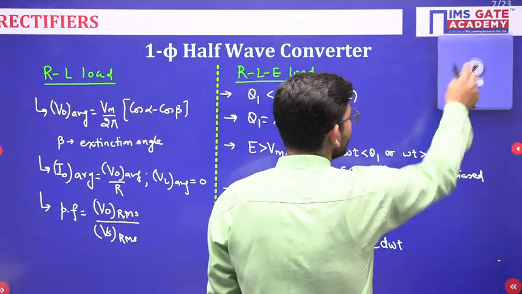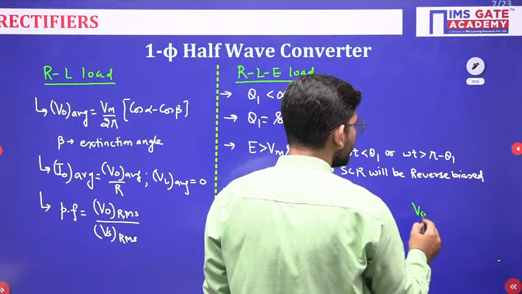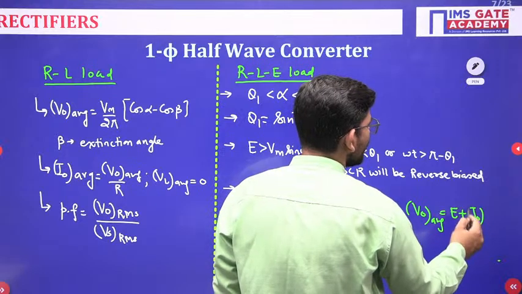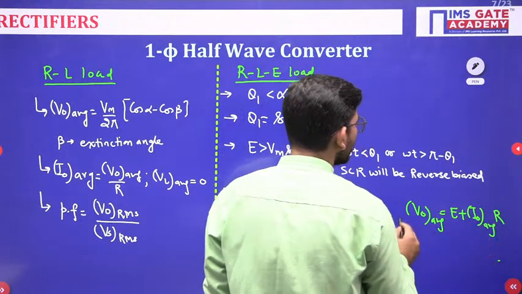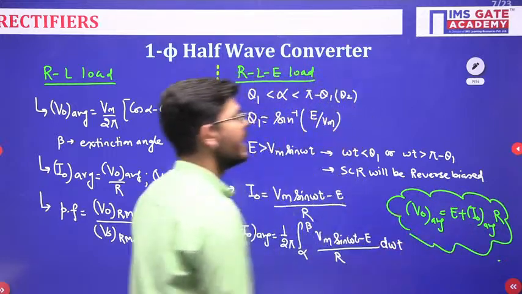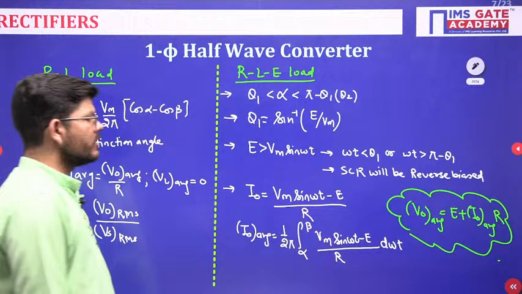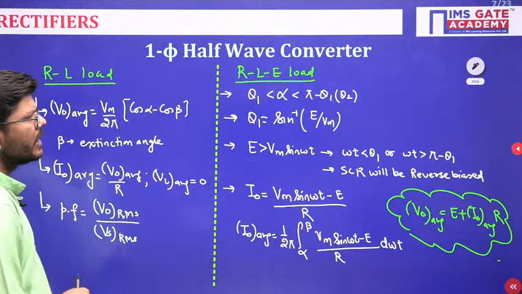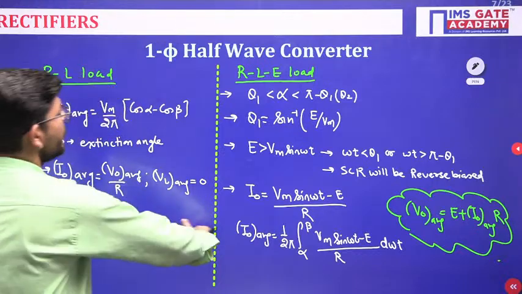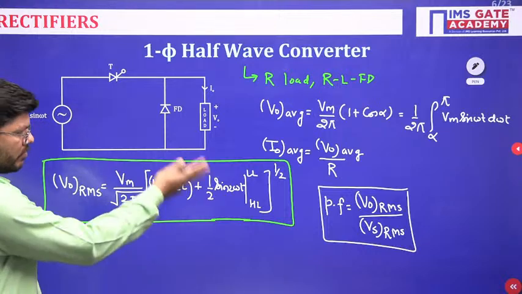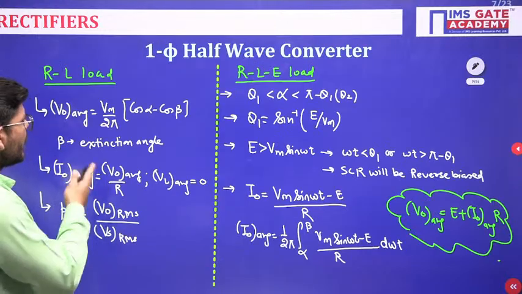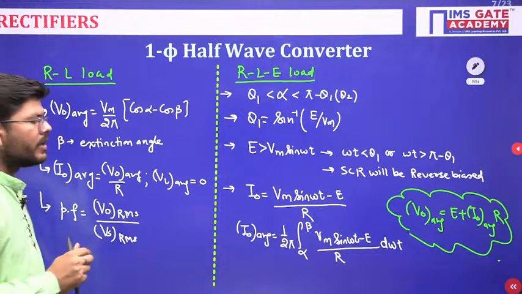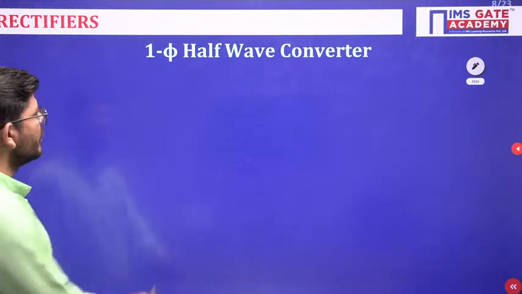And then whenever we have RLE load, one thing that you should know is that V naught average equals E plus I naught average into R. Okay, so this is the load side KVL whenever we have RLE load. So whenever we have RLE load, we will be using this formula at the load side for applying KVL. If we have R load or RL load with freewheeling diode, these are the important formulas. If we have RL load, these are the important formulas, and if we have RLE load, this becomes very important. Okay, so this is all about single phase half wave converters.